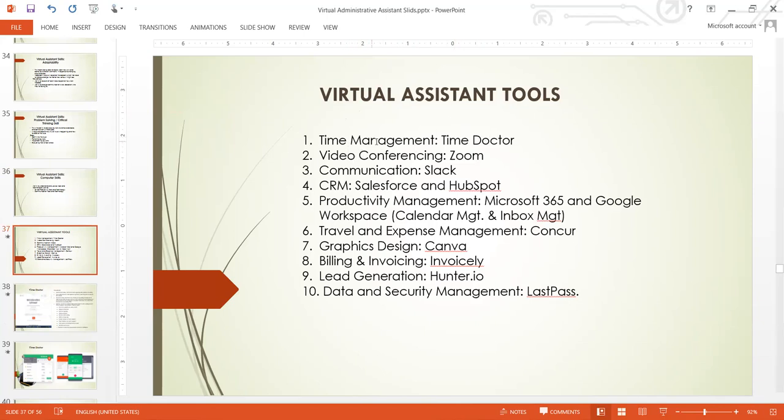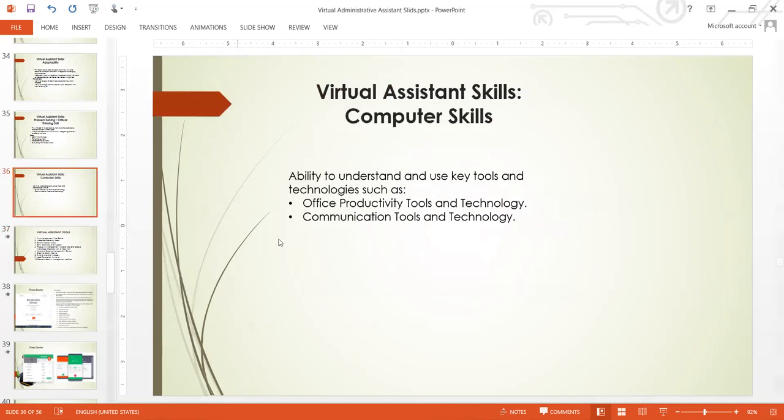Look at some of these tools here. For time management, we have Time Doctor; for video conferencing, Zoom; for communication, Slack. These are some of the tools we are going to be studying critically. You need to understand how to use these tools very well, and the moment you can lay your hands on them, then you are good to go and get that money from them.